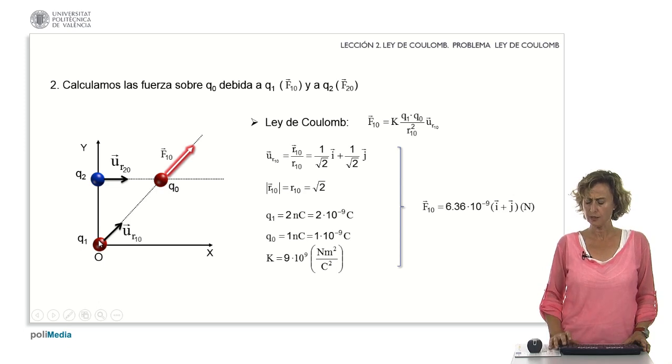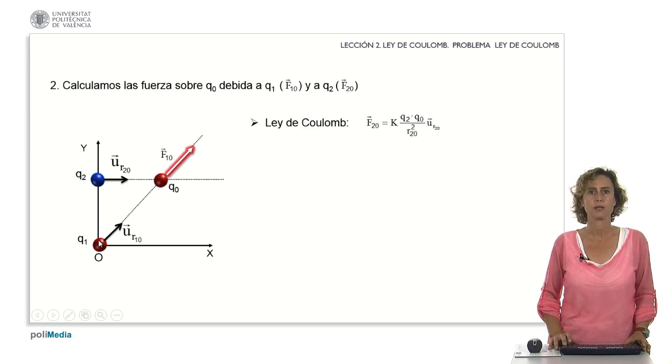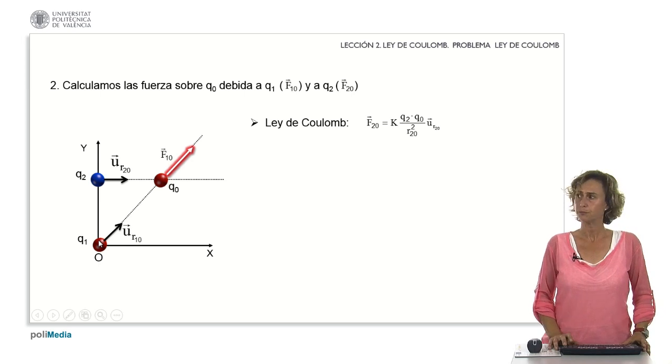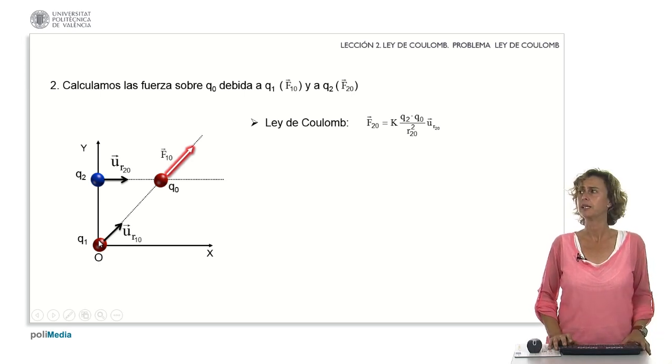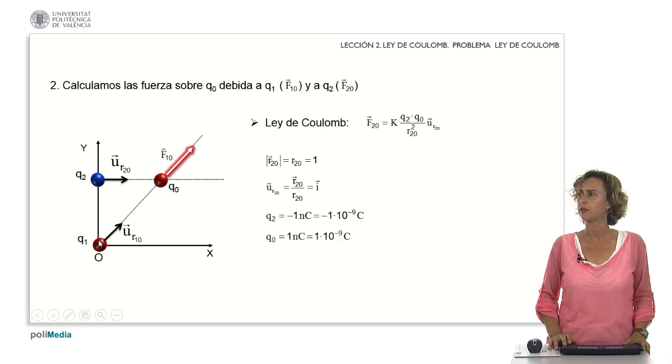We need to calculate the force that the charge Q sub 2 exerts on Q sub 0. What are we going to do? We express Coulomb's law for such a charge in generic form. We take into account the values we had already determined for R sub 2 sub 0, and its unit vector. And then what do we do? We take into account the values of the charges and express them in the international system. Q sub 2 will be minus 1 times 10 raised to minus 9 coulombs, and Q sub 0 is 1 times 10 raised to minus 9 coulombs.